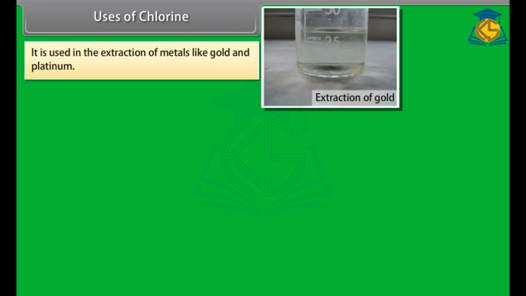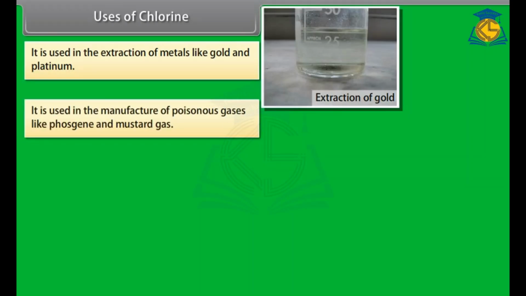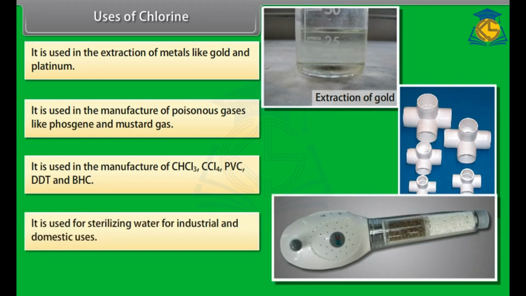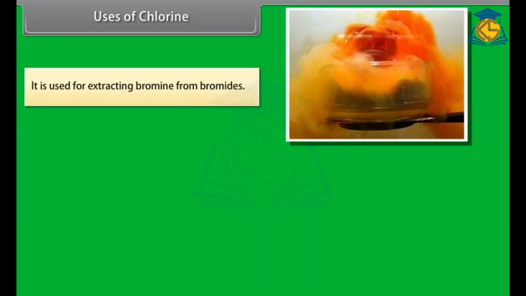Uses of chlorine. The important uses of chlorine are following. It is used in the extraction of metals like gold and platinum. It is used in the manufacture of poisonous gases like phosgene and mustard gas. It is used in the manufacture of CHCl3, CCl4, PVC, DDT and BHC. It is used for sterilizing water for industrial and domestic uses. It is used for extracting bromine from bromides.